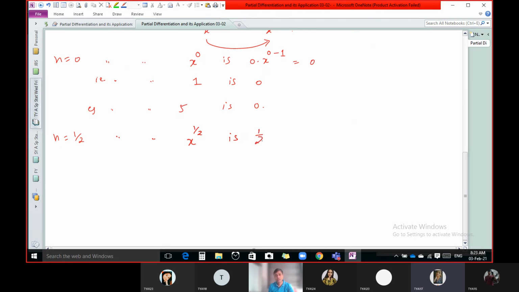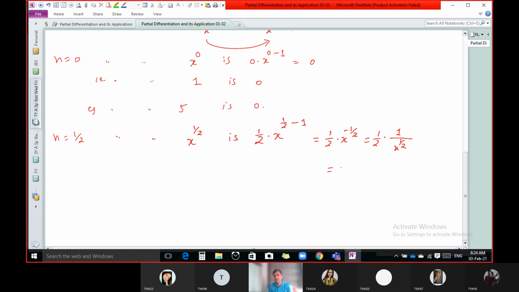1 upon 2 x raised to minus 1 by 2. Yes, it is 1 upon 2 into x raised to 1 upon 2 minus 1. And we know that 1 upon 2 minus 1 is nothing but minus 1 upon 2. So derivative of x raised to 1 upon 2 is 1 upon 2 into x raised to minus 1 upon 2. Or you can write this as 1 upon 2 into 1 upon x raised to 1 upon 2; if the minus sign is made positive, then we have to write this thing in the denominator.